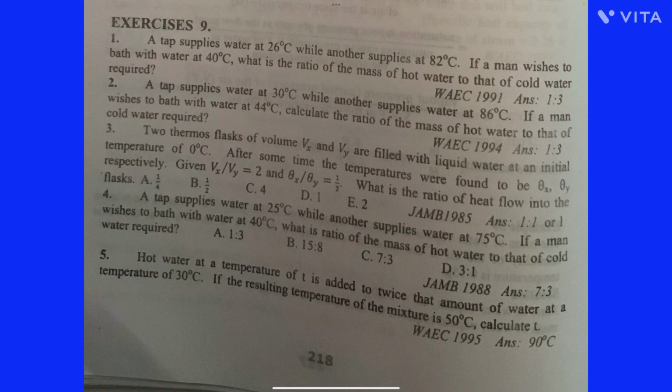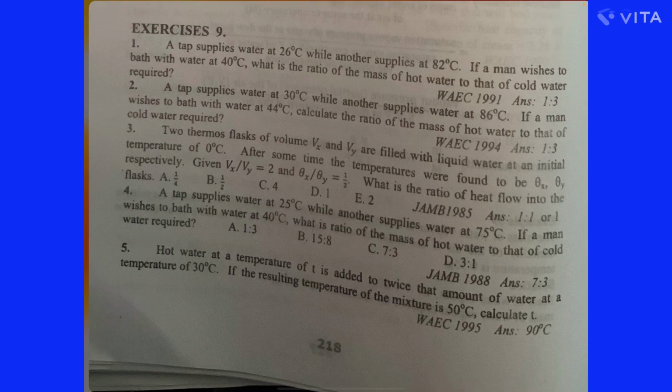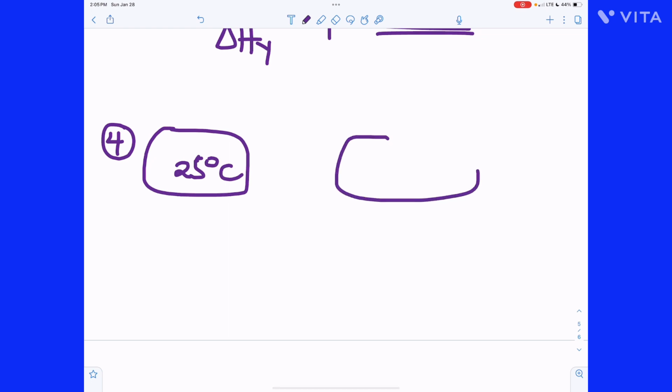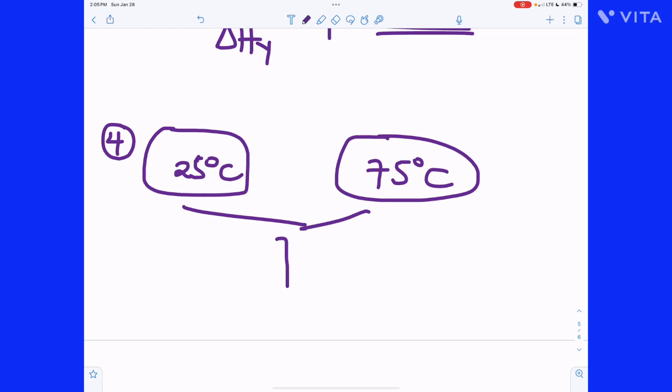In question 4, it says a tap supplies water at 25 degrees Celsius, while another supplies water at 75 degrees Celsius. If a man wishes to bathe with water at 40 degrees Celsius, what's the ratio of mass of hot to mass of cold water he must mix? So, there's a bowl here supplying water at 25 degrees Celsius. Another bowl or tank, or tap, you can call it whatever you like, supplies water at 75 degrees Celsius. So you want to mix the water such that you get water at 40 degrees Celsius.